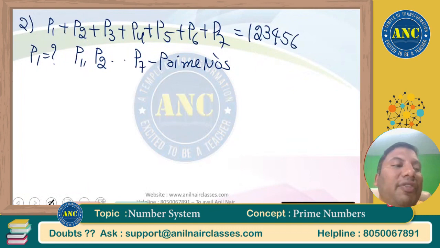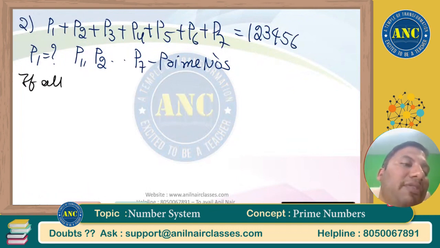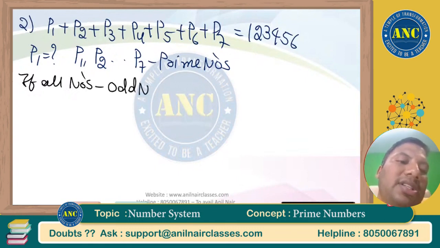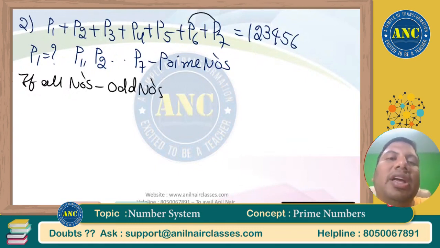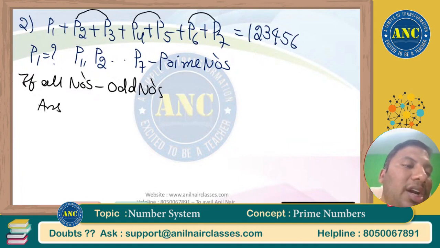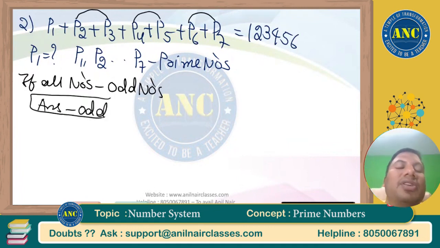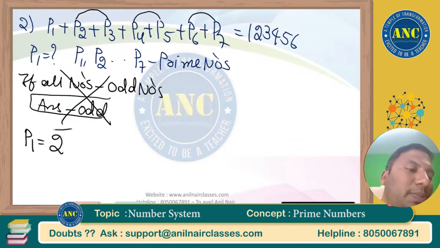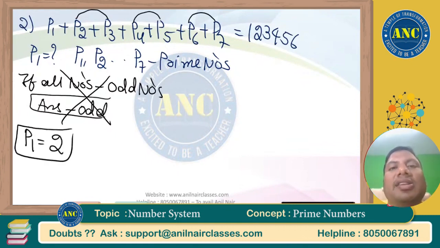Now see here, if all the numbers are odd numbers, odd plus odd is even, odd plus odd is even, odd plus odd is even, plus an odd number. So the answer will be an odd number. But the right hand side, 1, 2, 3, 4, 5, 6, is an even number. All the numbers being odd is not possible. One has to be even. What is the smallest prime number that is even? The answer is nothing but 2.